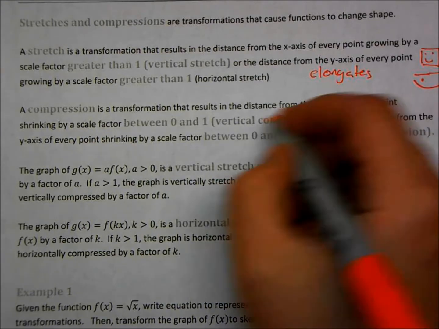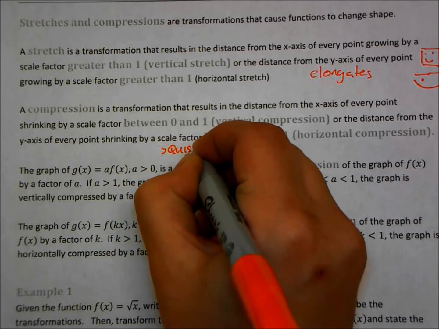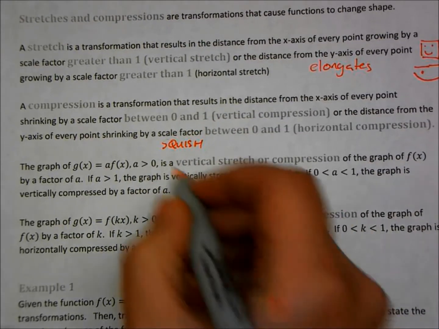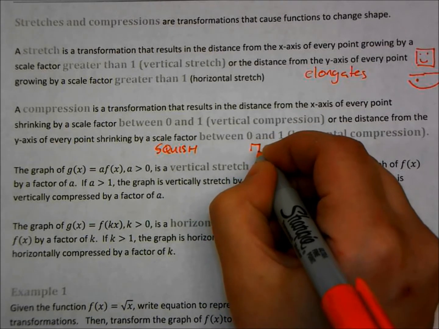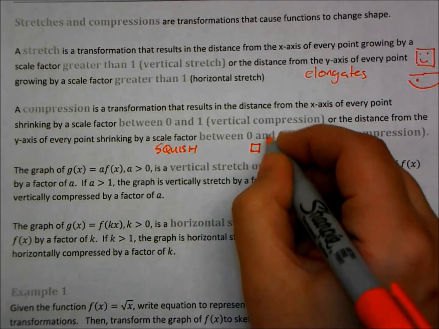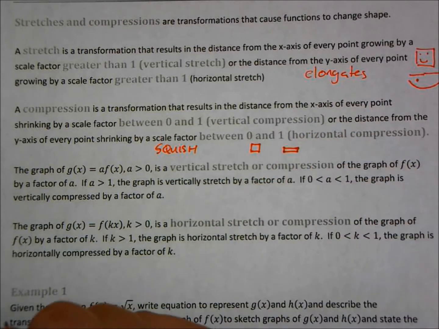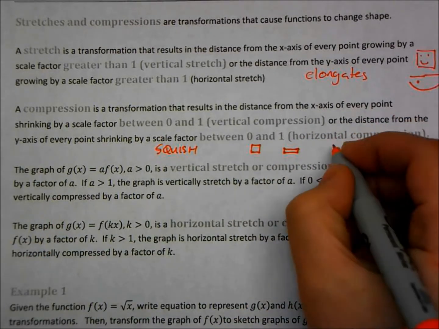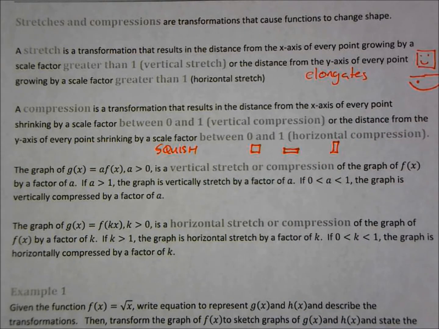squish, if you will. This is a squish. So if you're going to squish something vertically, if it was a perfectly square little thing and you squished it vertically, imagine sitting on it, it kind of pancakes. That's a vertical squish. A vertical compression or horizontal compression would look like this. So really it's just getting closer together, either closer to the x-axis or closer to the y-axis.